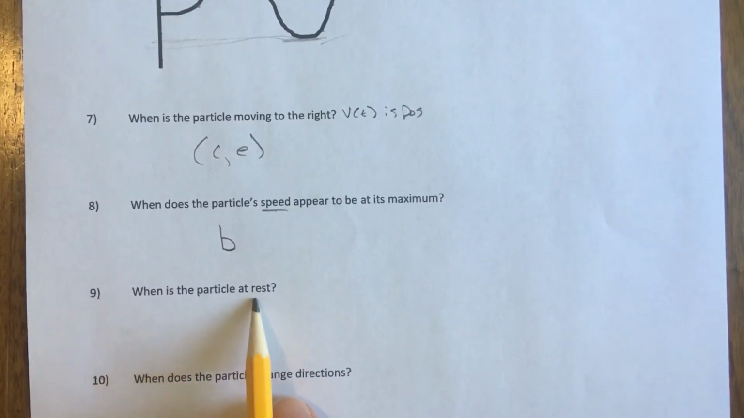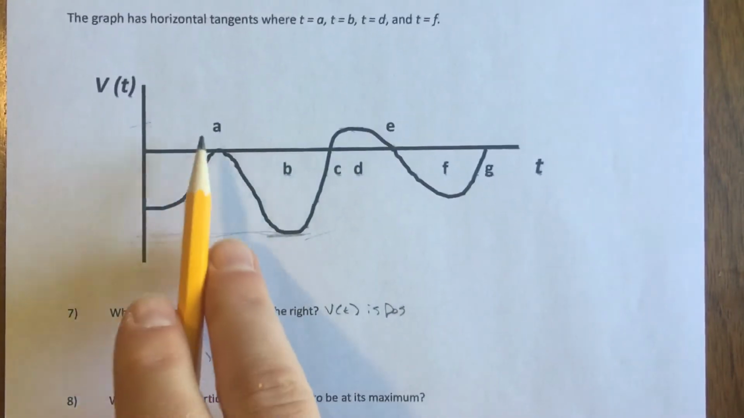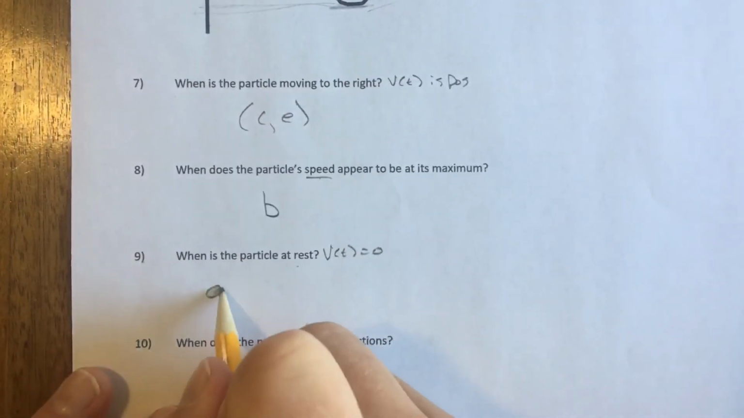When is the particle at rest? We're going to be at rest when our velocity equals 0. This is the velocity, and it's 0 at A, C, E, and G.